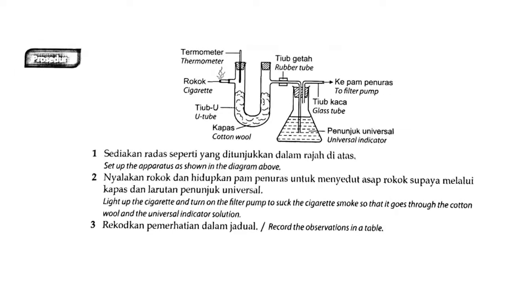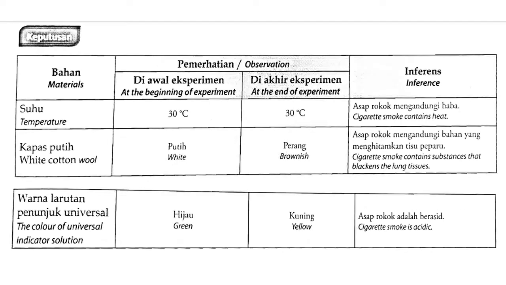Record the observations in a table. Observation: the temperature at the beginning of the experiment is 30 degrees Celsius. The temperature at the end of the experiment is also 30 degrees Celsius. The inference is cigarette smoke contains heat.